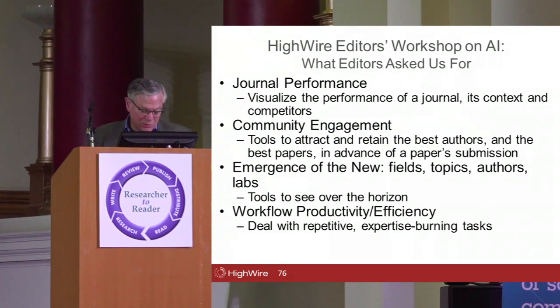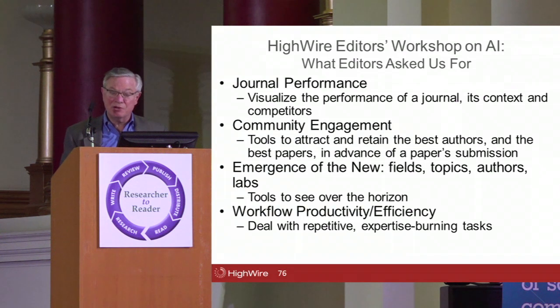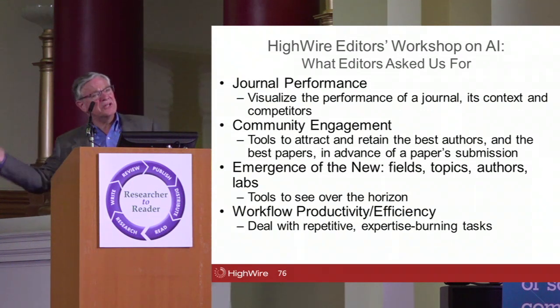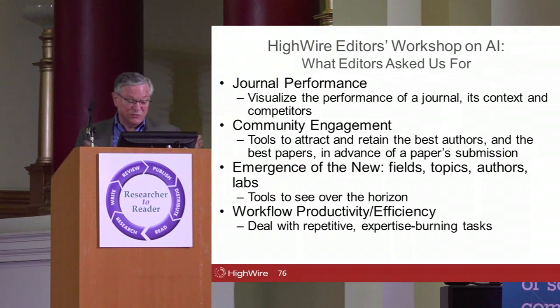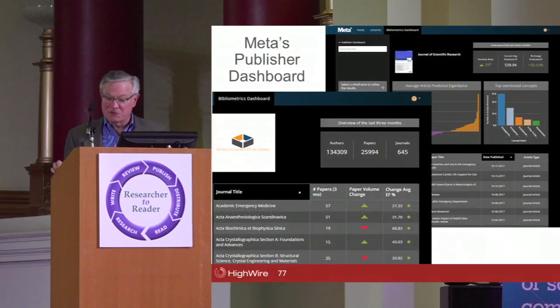Next, they wanted to be able to see new fields emerging, for obvious reasons, but to be able to recruit authors, editors, reviewers and review writers. And then finally, and probably the area where much of it will start, is for efficiency. They wanted to spend less author, editor, and reviewer time on submission mechanics, checklist validation, statistical reviews, image integrity evaluation, and so on. And we'll look at prototypes behind some of these.